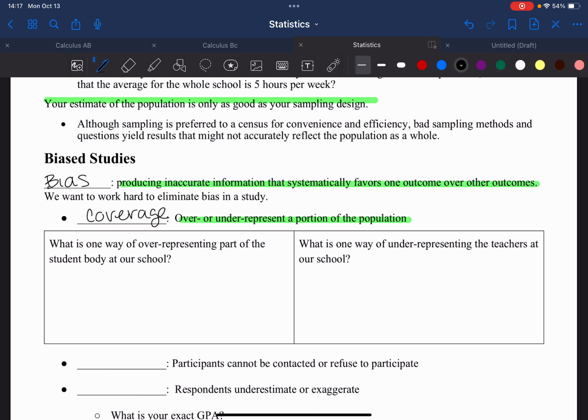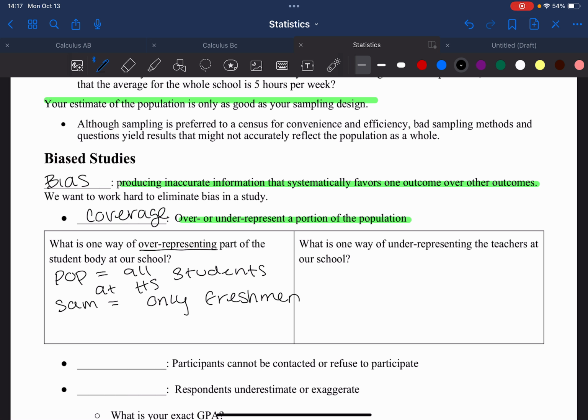So for example, it says, what is one way of over-representing part of the student body? Well, we could say if the population was equal to all students at the high school, but our sample was only freshmen, we would be over-representing freshmen.